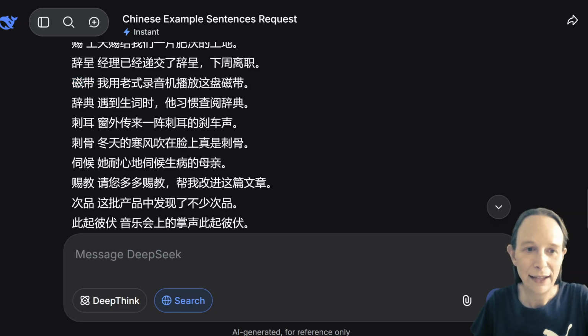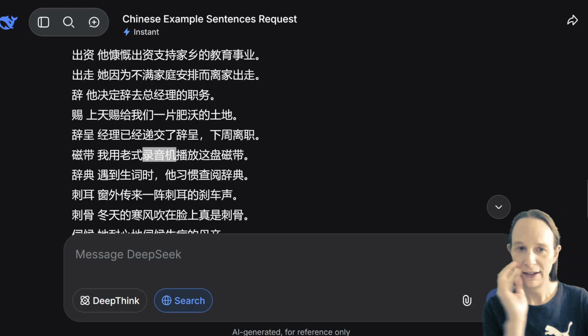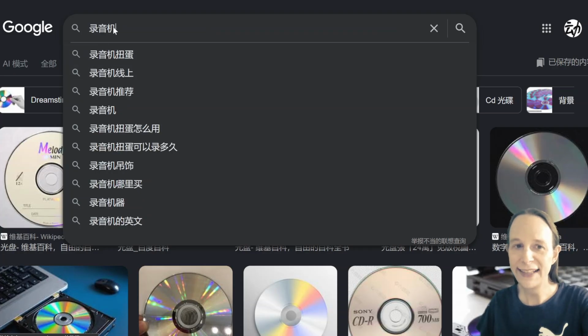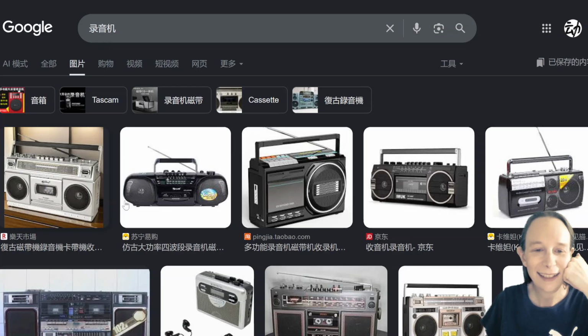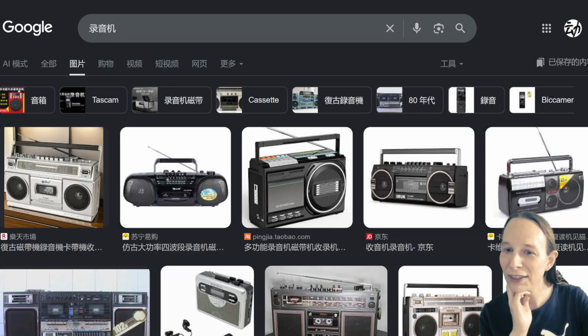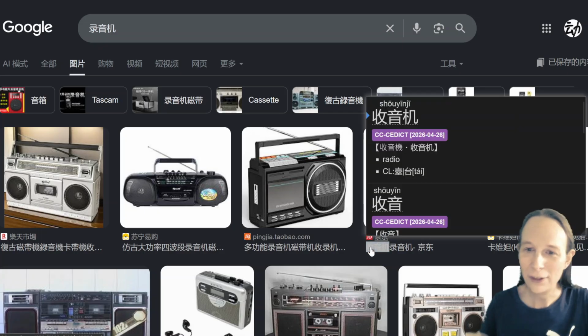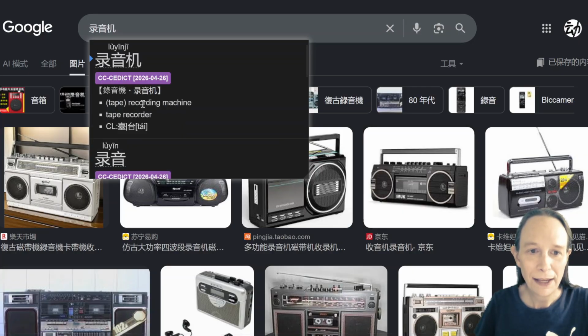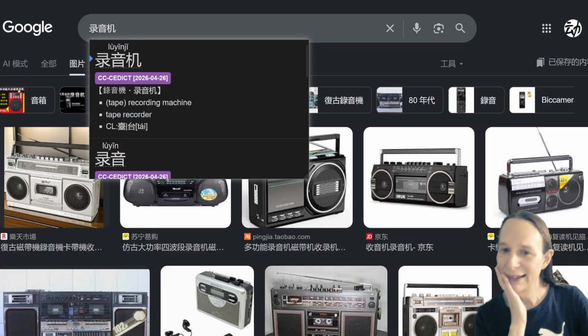Yeah, anyway. 我用老式录音机播放这盘磁带. So 录音机 is a recorder. So a sound recording device. Okay, so this is like a, what do we call this? A boombox? No. We just called it the wireless or something, didn't we? What do they call here? 收音机. Yeah, 收音机 radio. But this 录音机 recording machine, tape recorder. Oh yeah, we do say tape recorder in English for this thing.